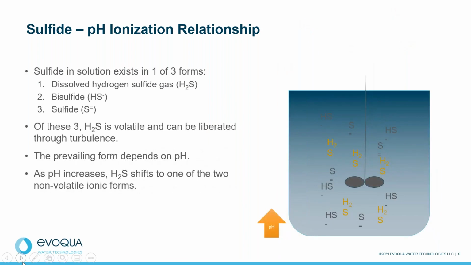So the pH of the wastewater is really what determines the prevailing form of sulfide that we're going to see in solution. So by increasing the pH, the dissolved hydrogen sulfide shifts into one of the non-volatile ionic forms, which is the basic goal for pH shift products.